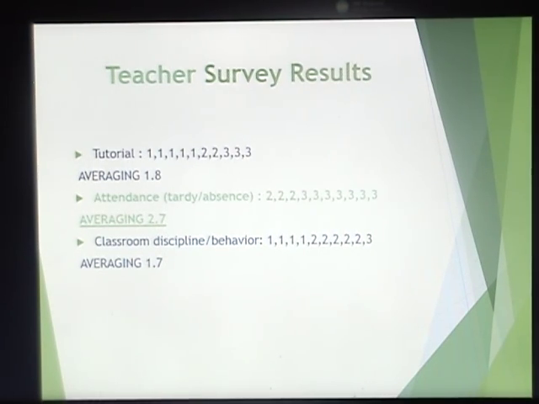It's the side tutorial, attendance, where we're addressing the tardies and absences, and then classroom discipline behavior. And as you can see, the attendance was number one, if you will, overall, with the 2.7 average based on the survey results of teachers. Okay. Yeah, I'm surprised the discipline and behavior category rated so closely to tutorial.